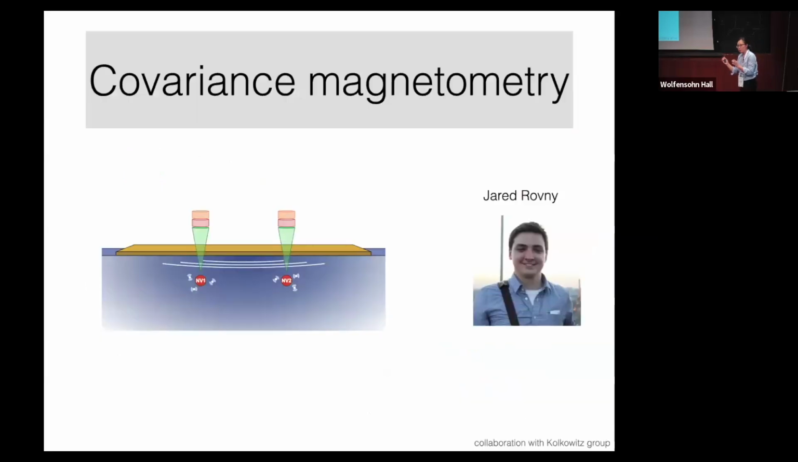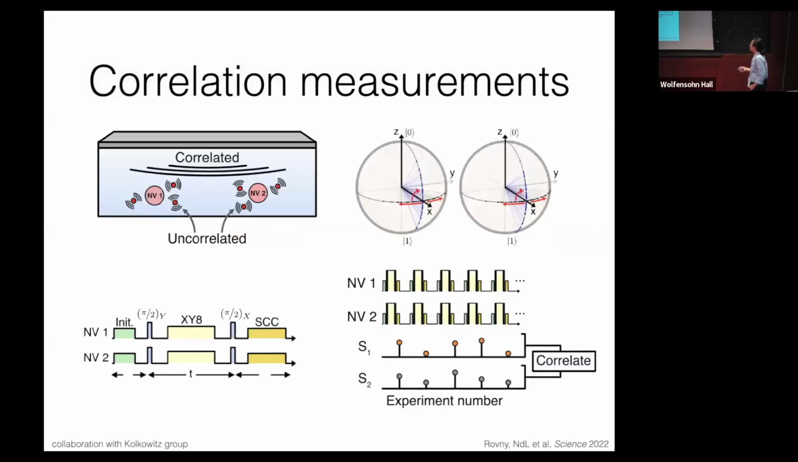Now let me get into these spatial covariance measurements. So this is another modality that we've been playing around with recently in the lab. All of this work was led by Jared Rofny, who's a postdoc in the group, and we've been working in close collaboration with Shimon Kolkowitz, who's over at UC Berkeley. So the setup is, instead of just measuring one NV center, what if I measure 2 NV centers, and then try to look at the outcomes of their measurements simultaneously over time, and then compute correlations between these measurement outcomes.